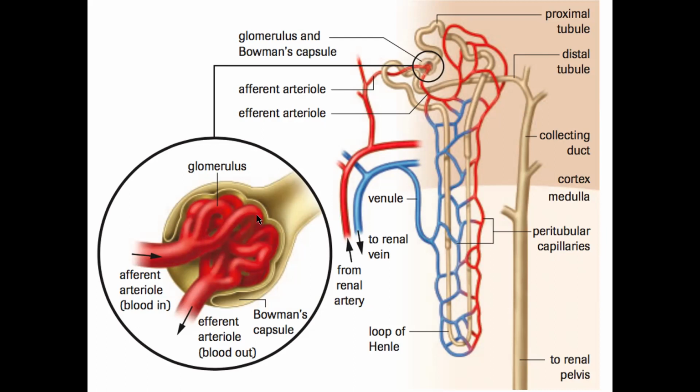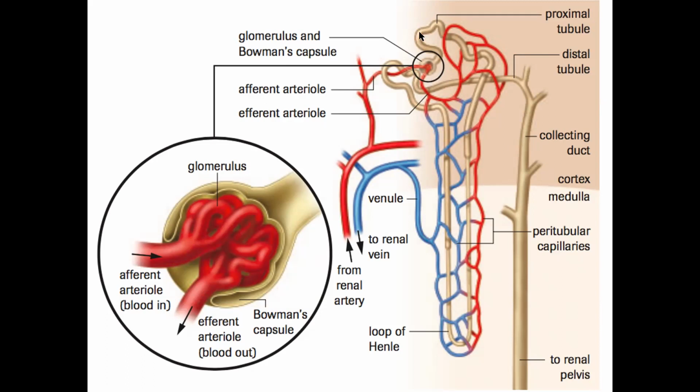And then glucose follows, the salts follow, and so on. Okay, urea, everything follows out of there. Because of this diameter difference, the pressure is pretty high. So everything's moved. So here we have the glomerulus inside the Bowman's capsule.